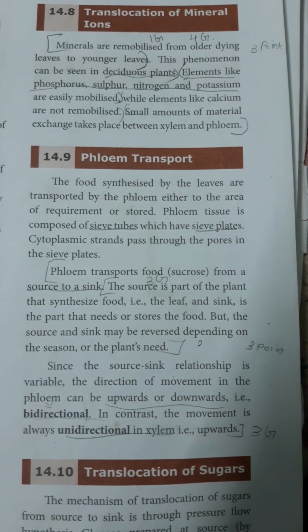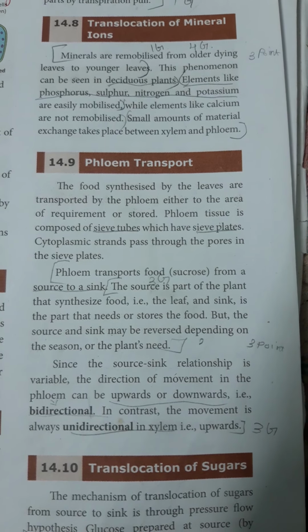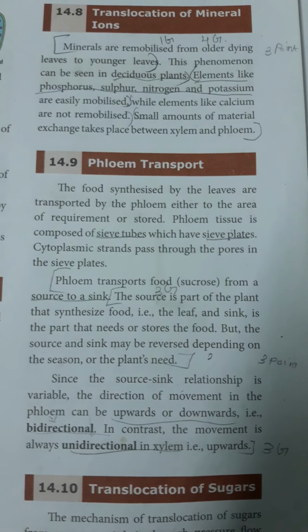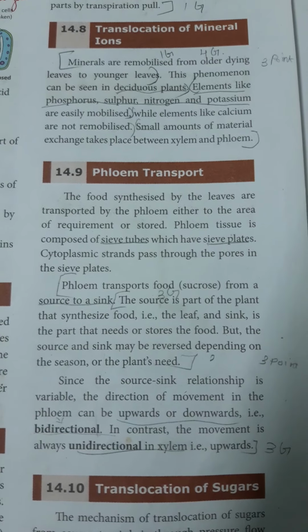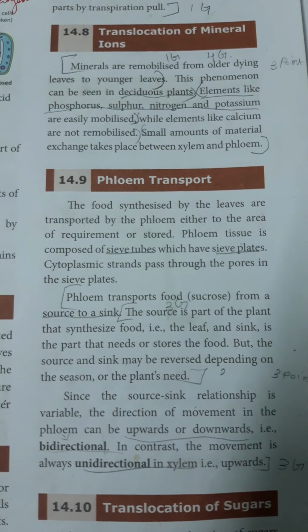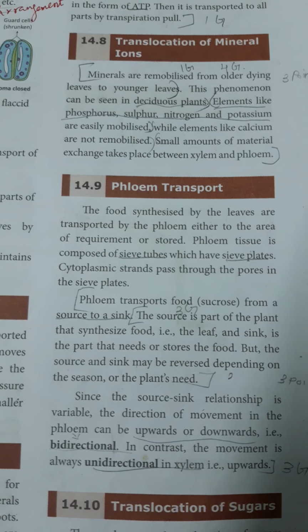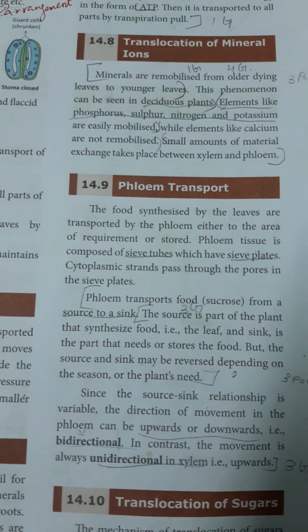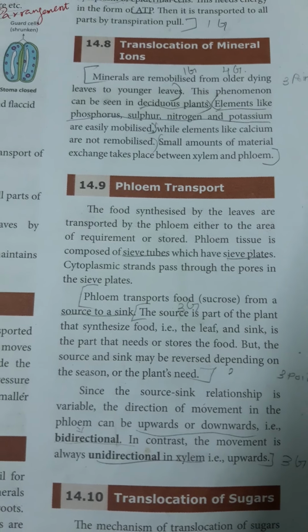Phloem transports food from a source to a sink. The source is a part of the plant that synthesizes food, that is, the leaf where food is prepared, and a sink is the part that needs or stores the food. But the source and sink may be reversed depending on the season or the plant's need.